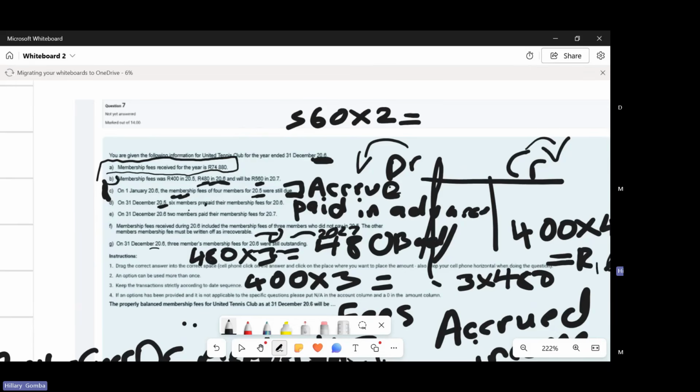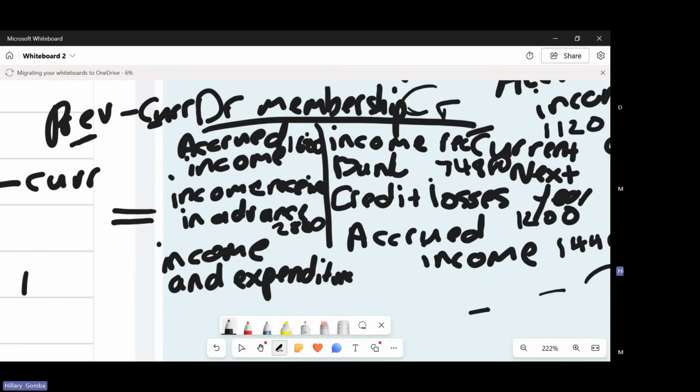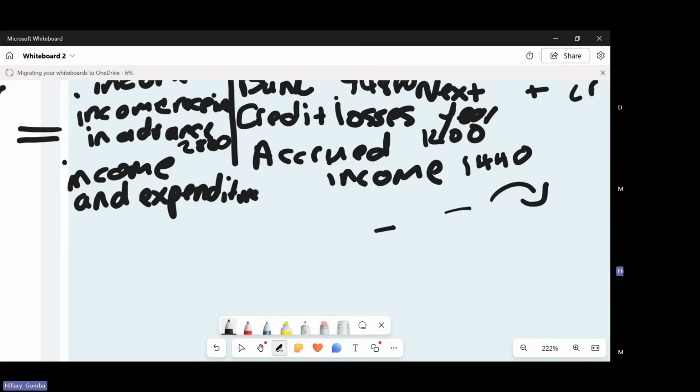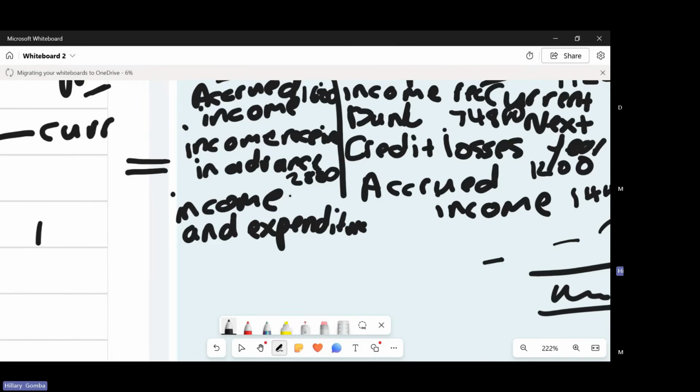So now we have the credit side having all the amounts. So now we just need to add up the credit side to see how much it is, and then the difference will be what you record as your income and expenditure on this side. So as I said, the income and expenditure is the balancing figure.